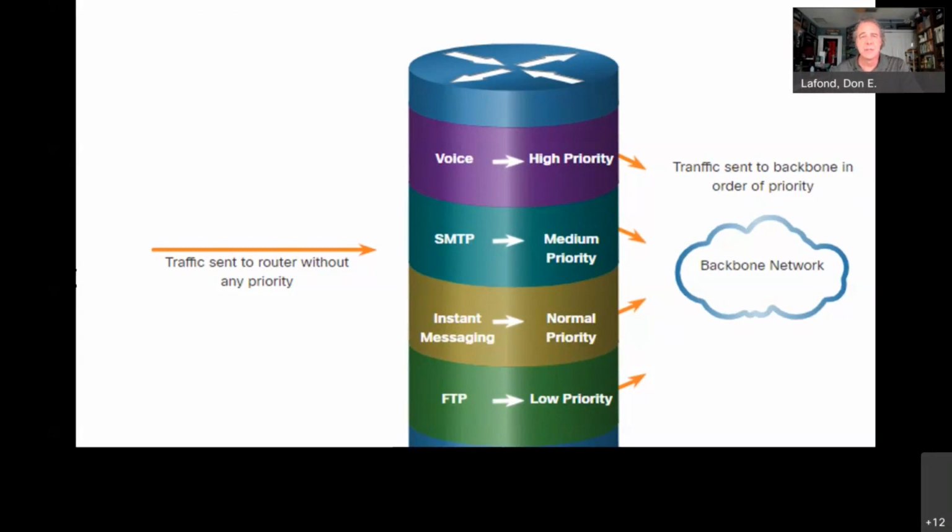So then we have SMTP, medium priority, instant messaging, normal priority, and FTP, low priority, to send traffic, because maybe that file takes a minute to transfer instead of 30 seconds, who cares?